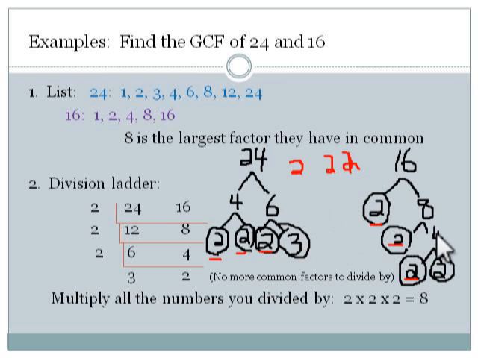I have a 3 here, but I don't have a 3 here. I have a 2 here, but I don't have another 2 over here. So that's where I stop. And then I multiply them together. 2 times 2 times 2. I'm going to get 8 just like I did with the ladder and just like I did with the list. So that's how to find GCF of both.